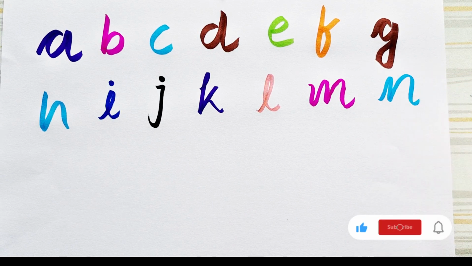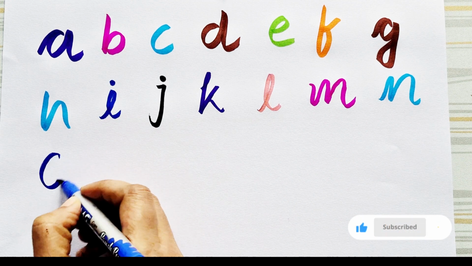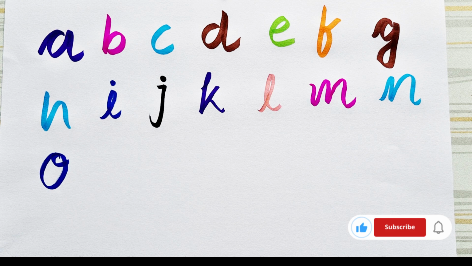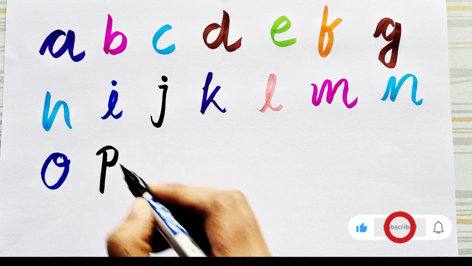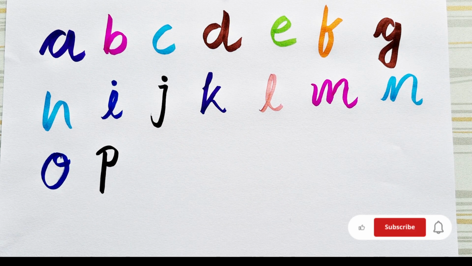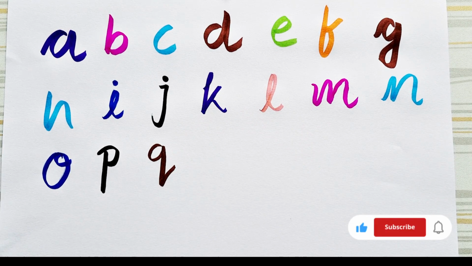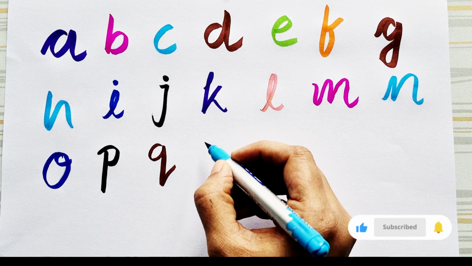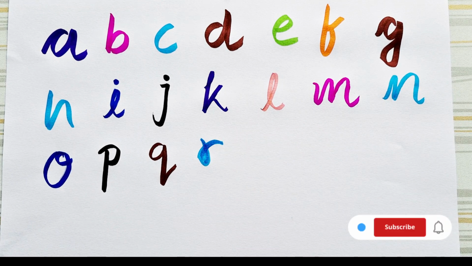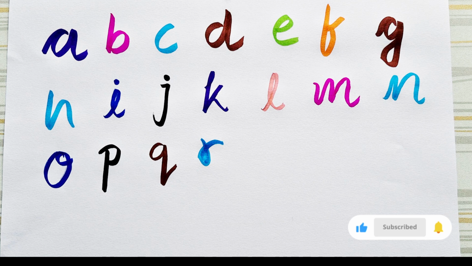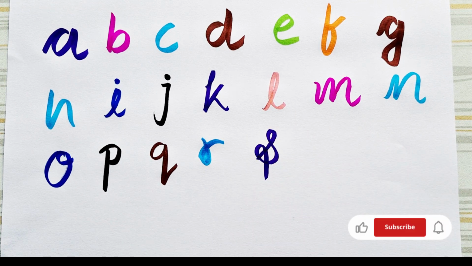N for nest. O for orange. P for potato. Q for queen. R for rat. S for sunflower.